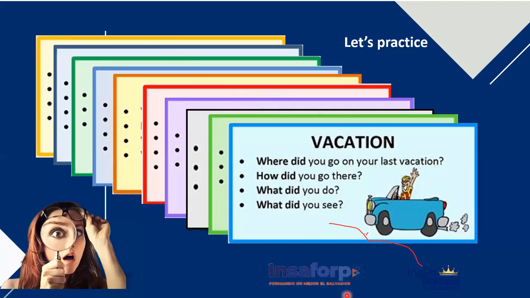Okay, let's see this. I'm going to choose someone and you're going to answer this question. Look at this. Cada tarjetita tiene un tema. For example, the first one is about vacation. And you say, where did you go on your last vacation? Is it a yes, no question or information question? Where did you go on your last vacation? Information question. Oh, yes. It's asking for a place, right? It's asking for a place. Where did you go on your last vacation?